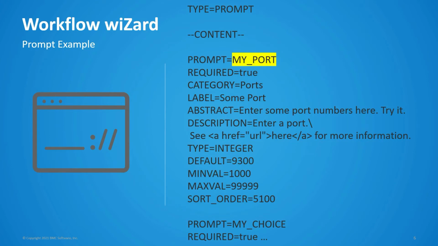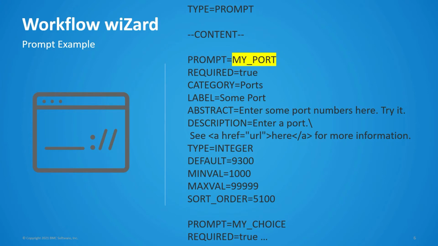Here's an example of a prompt definition. A template that has type prompt can define multiple prompts. If the value of a prompt is requested, the workflow generator emits the appropriate statements to prompt the user for the value. My port is being defined as an integer value with a default of 9300. And you can see where it must fall within the minimum and maximum range specified.